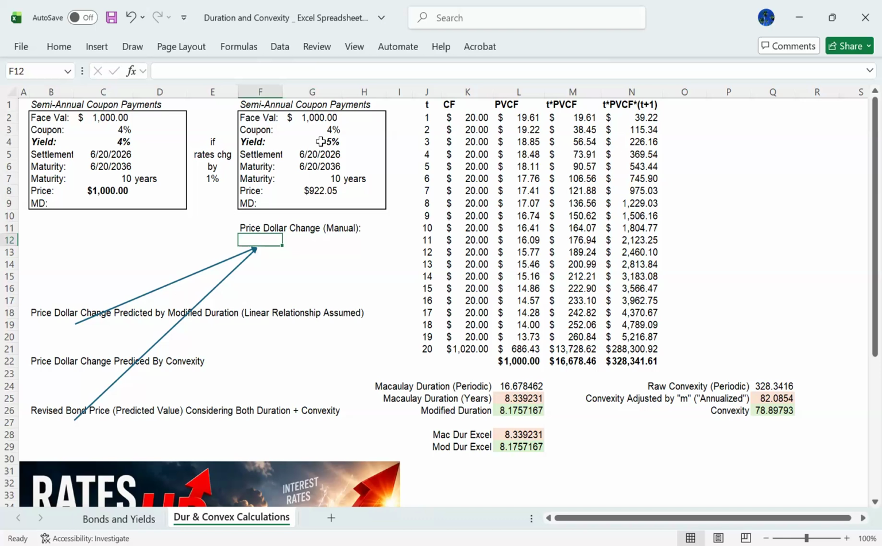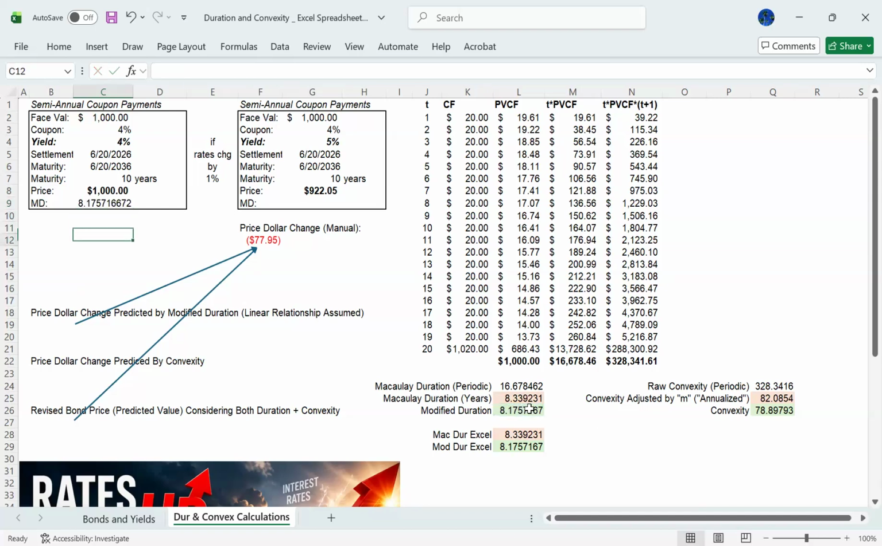That price change implies that my bond, the fixed income portfolio, went down by 77.95. So it was $1,000 when I bought it, yields went up by 1%, and now it is 922.05. Here this is just like modified duration. We already have modified duration here.